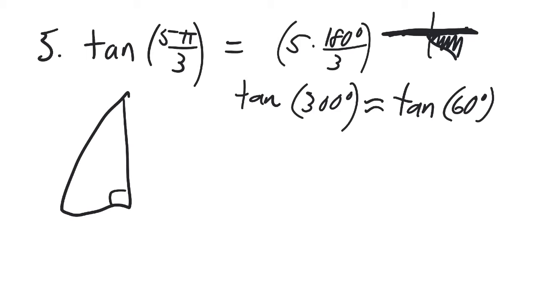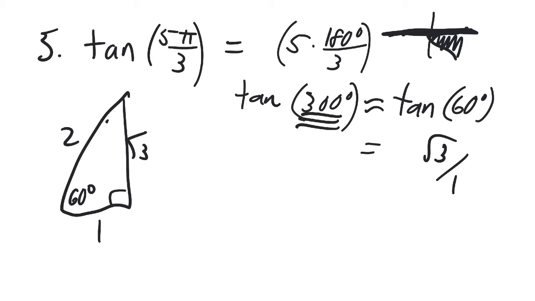Again, I go back to my triangle. This is the way I like to do it. This is going to be basically 1, 2, and root 3. And so the tangent of 60 degrees is going to be root 3 over 1. And then I have to think about what quadrant I'm in. I'm in the fourth quadrant, so tangent's negative. That's the answer to that problem.